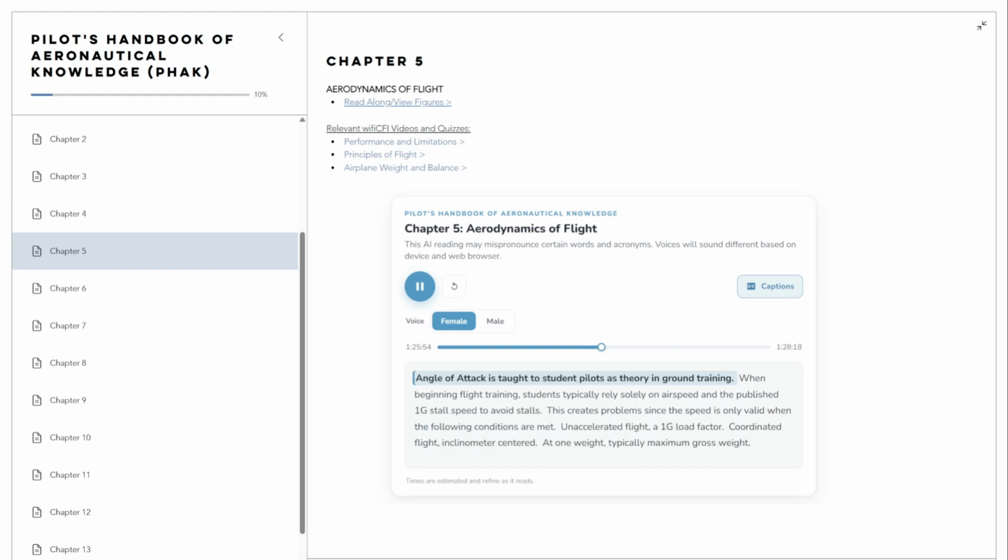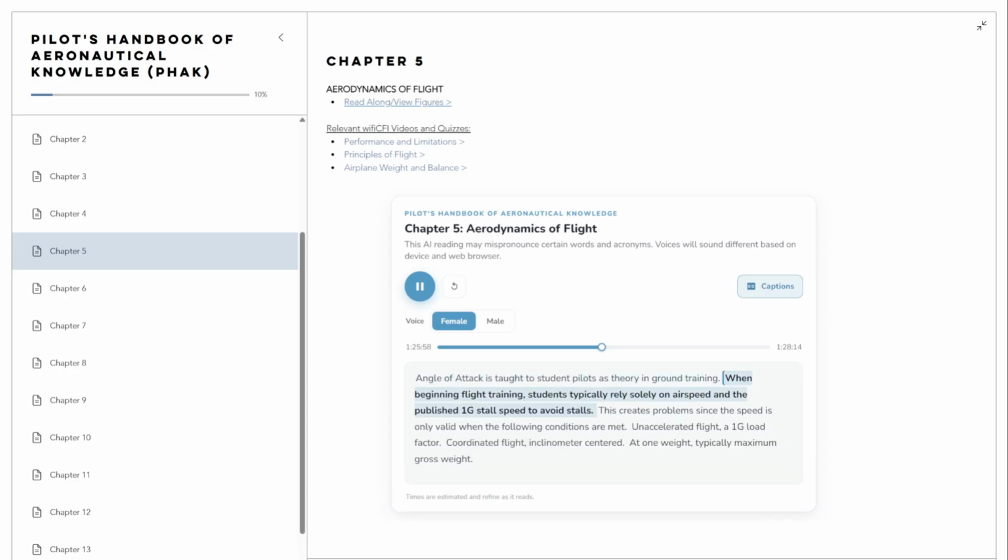Angle of attack is taught to student pilots as theory in ground training. When beginning flight training, students typically rely solely on airspeed and the published 1g stall speed to avoid stalls. This creates problems since the speed is only valid when the following conditions are met: unaccelerated flight, a 1g load factor; coordinated flight, inclinometer centered; at one weight, typically maximum gross weight.